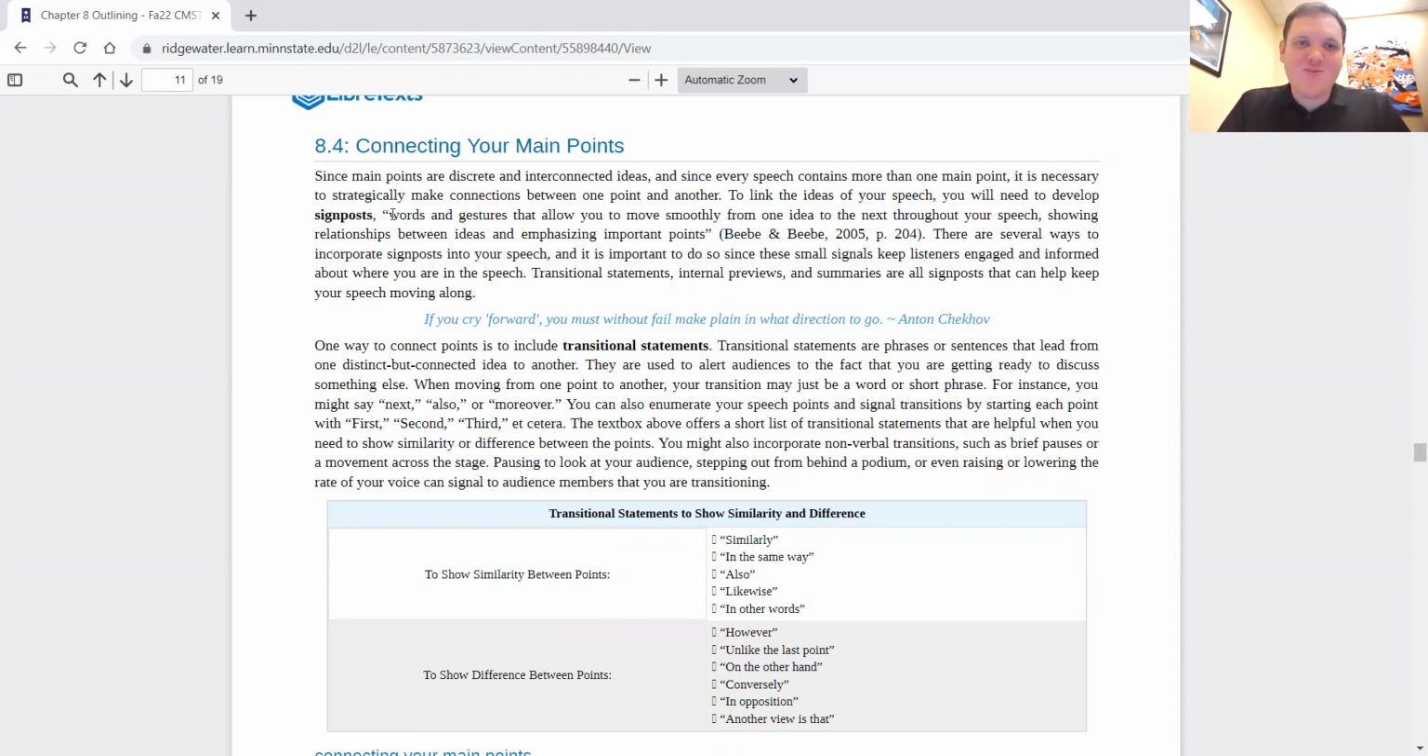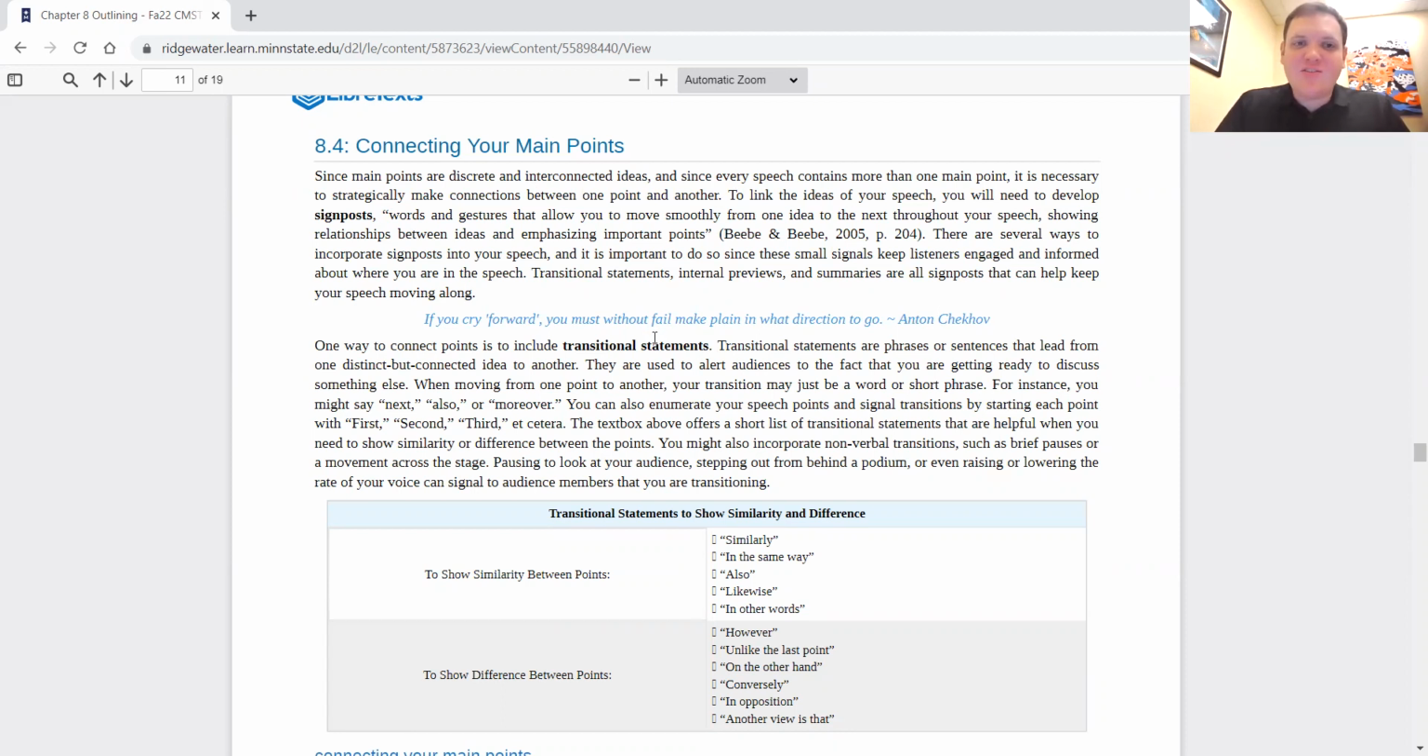again, here's the definition they use: words and gestures that allow you to move smoothly from one idea to the next throughout your speech, showing the relationship between ideas and emphasizing important points. So again, words and gestures. Sometimes in competitive speaking, they'll move to a different part of the stage to say, hey, I'm transitioning to a point. So they'll both have that gesture, that walk, that motion, along with the words that they're using to transition from one another. Those words can be transitional statements.